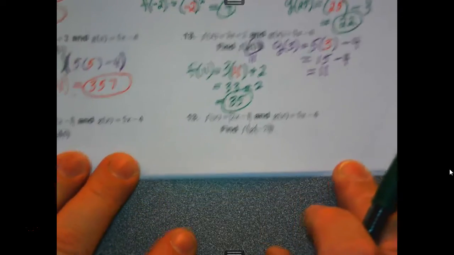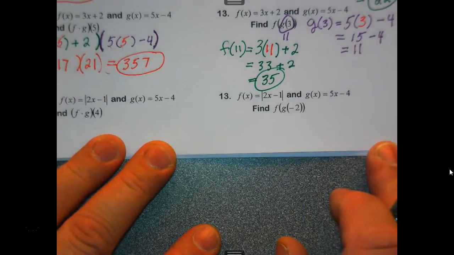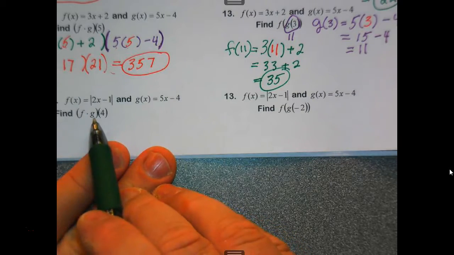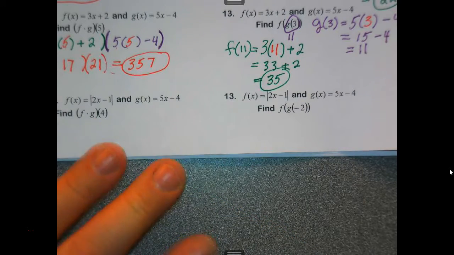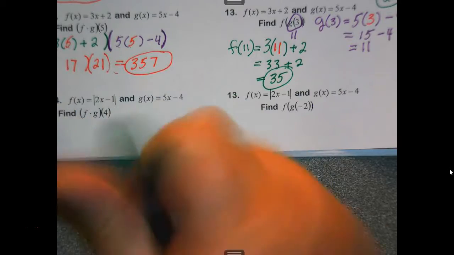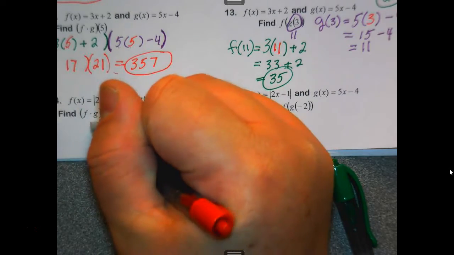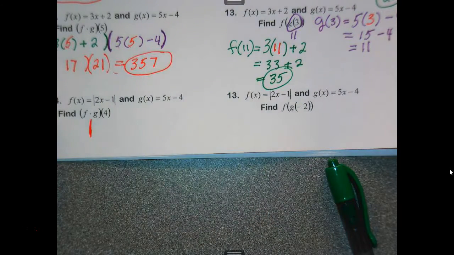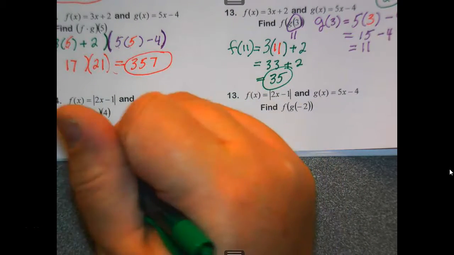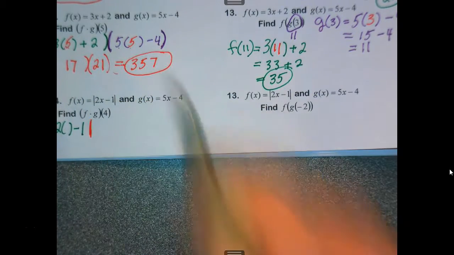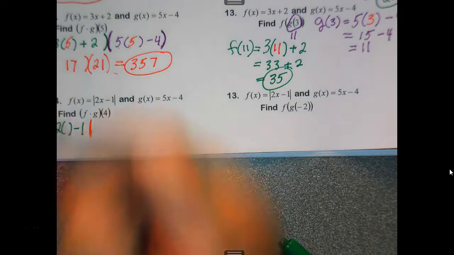And the last two. Find the f times g of 4. So again, my f of x is the absolute value of 2 times x minus 1, and our x is 4.